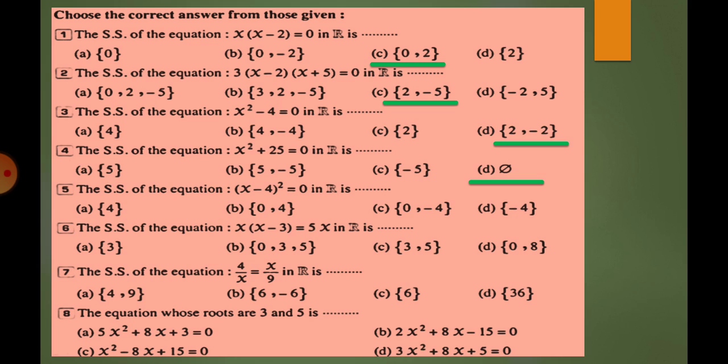(x minus 4) all power 2 equals 0. (x minus 4) all power 2 will be (x minus 4) times (x minus 4). So the solution set equals 4.